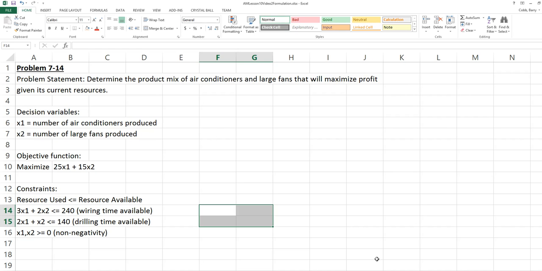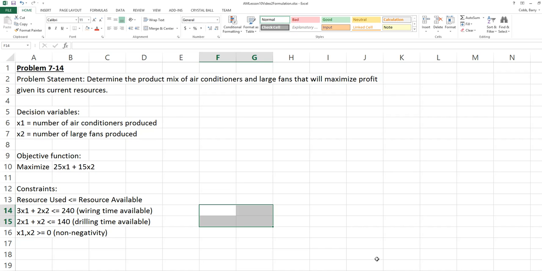Decision variables: x1 is the number of air conditioners produced, and x2 is the number of large fans produced. The profit function is their objective function: $25 times each x1 plus $15 times each x2. The constraints are on wiring and drilling time available. These are each resource constraints.